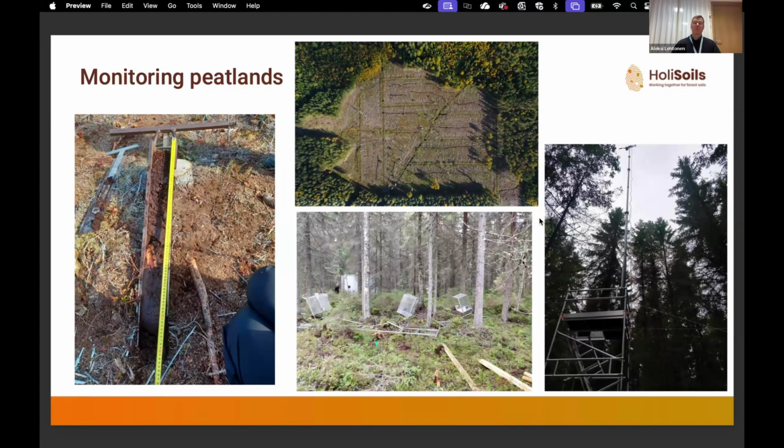On top of these three methods, we do monitor greenhouse gas exchange on these peatlands also with the so-called manual chambers that allow us to be very mobile, and we can visit different corners of the peatland area for the soil fluxes.